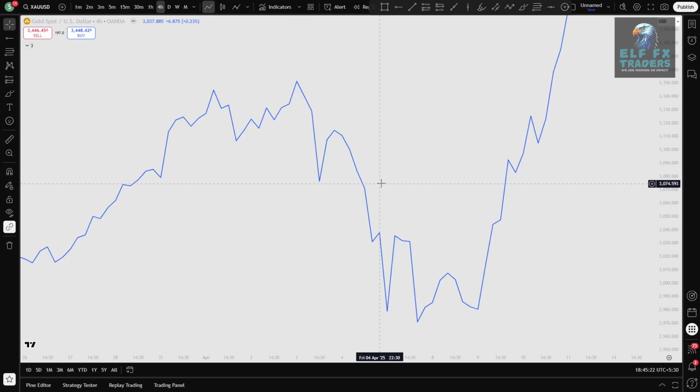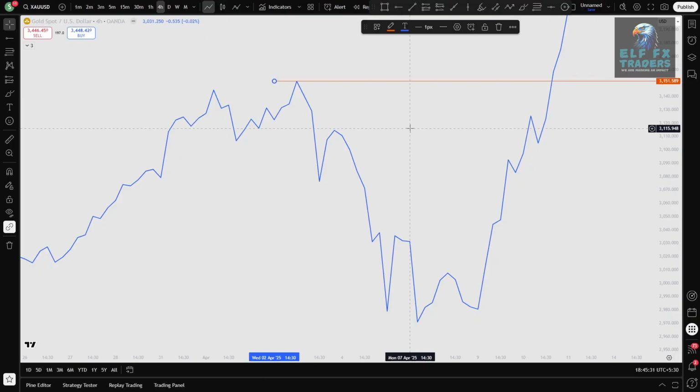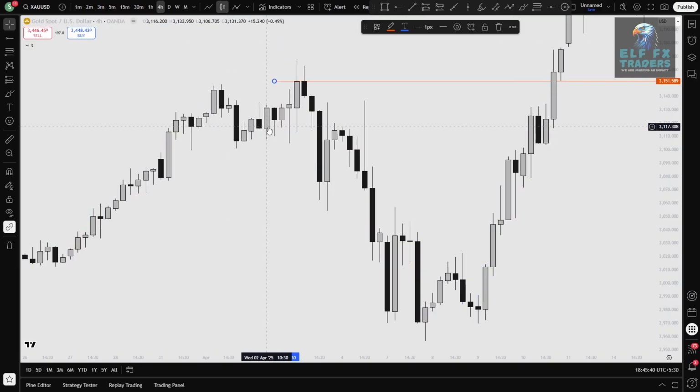This is a line chart. When you mark the top using the line chart and go to the candlestick chart, what do you find? You find out that the market is at the open or close of the candlestick. Wherever you see the opening and the closing of a candlestick, just know that that's where the line chart is. That's where the line chart is.